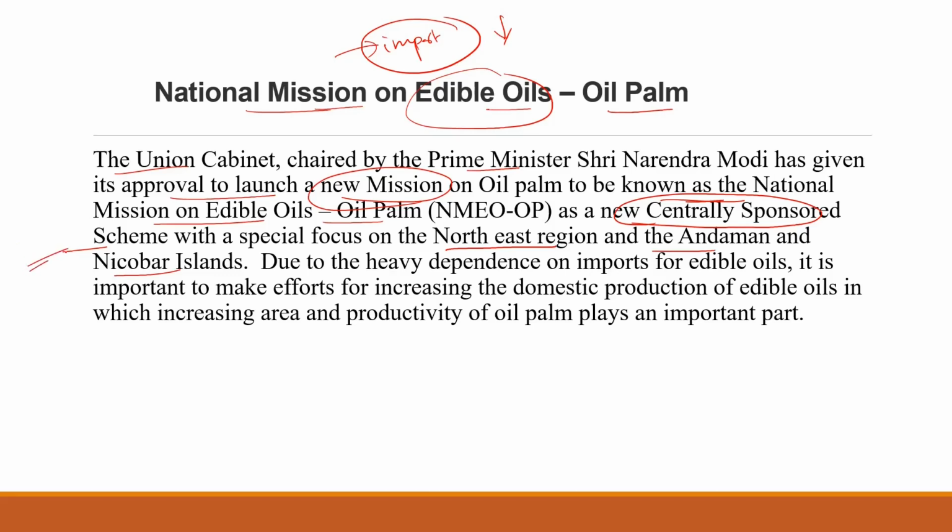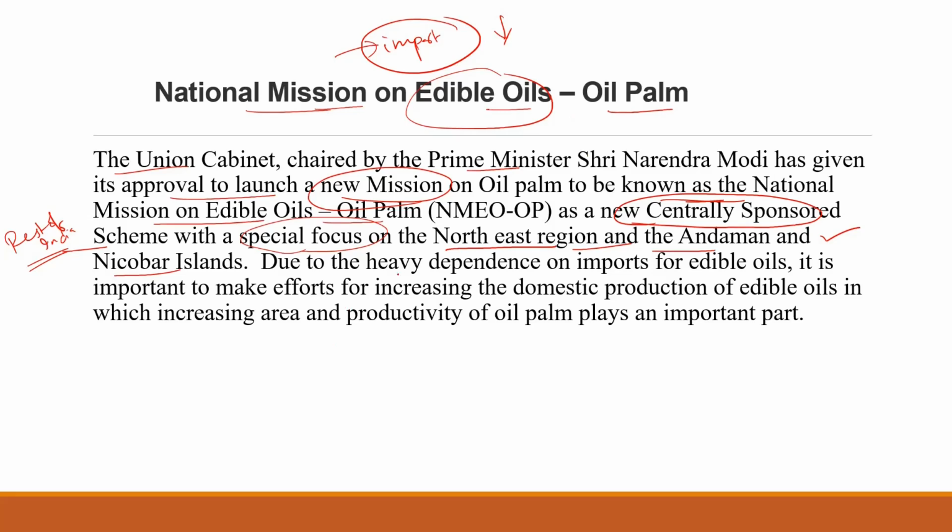Why are they mentioning these two particularly? If you compare with the rest of India, the northeast and Andaman get some more benefits. When they allocate some amount here, more will be allocated for the northeast region and Andaman, because they are specially focusing on these regions to increase the production of oil palm.